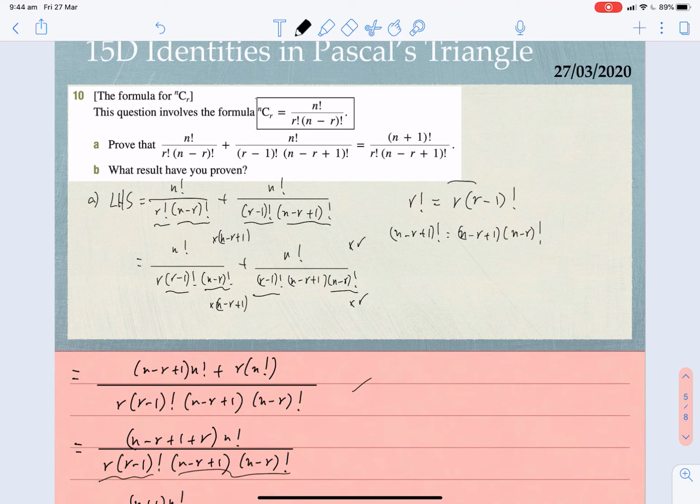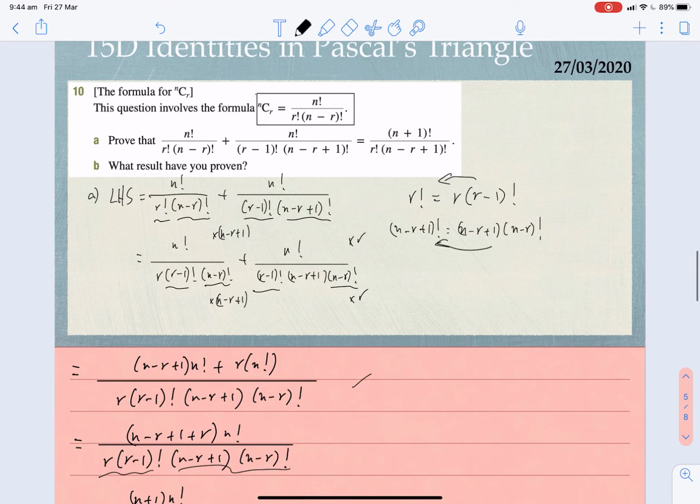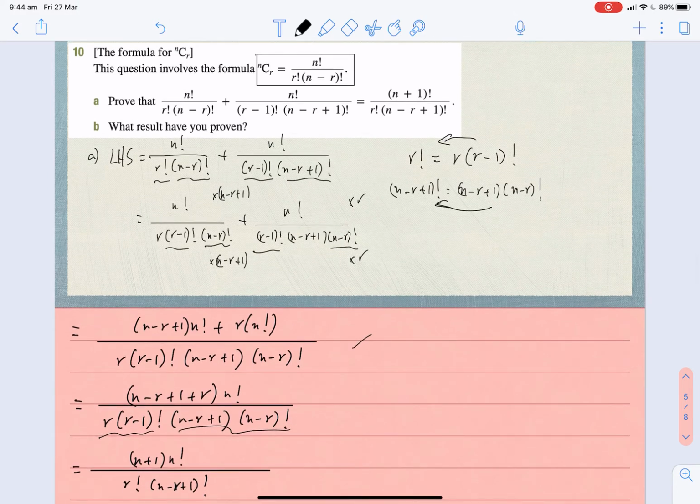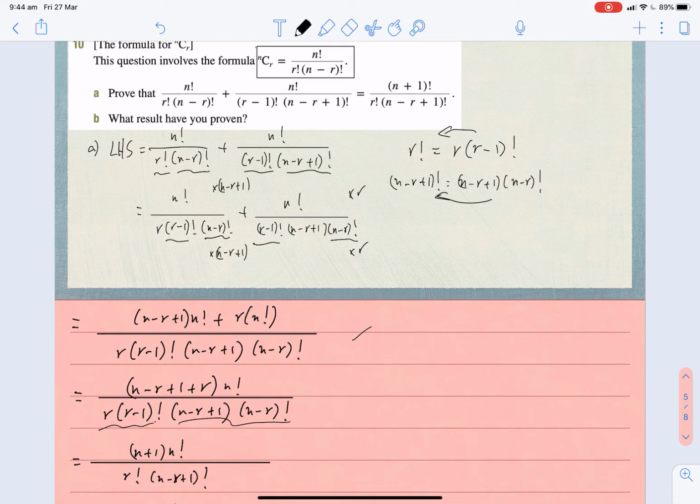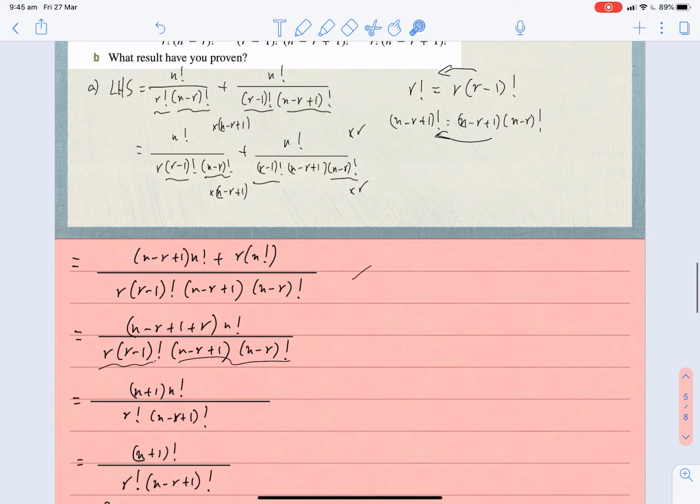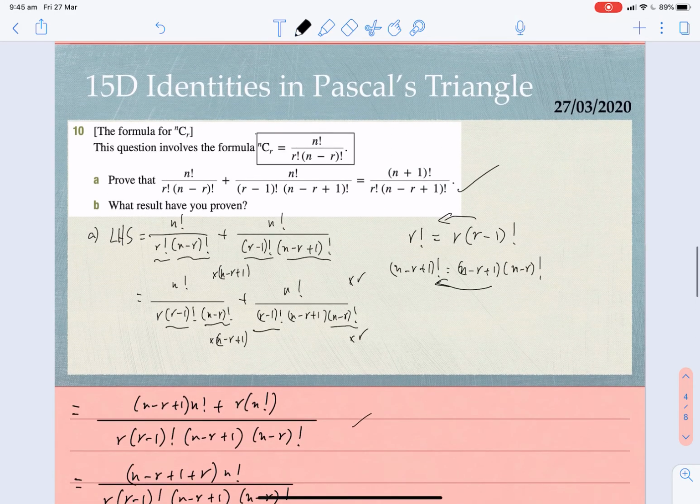It basically, here we can go back this way. Okay, so r times (r minus 1) factorial is r factorial. (n minus r plus 1) times (n minus r) factorial is (n minus r plus 1) factorial. So we simplify that. And also at the top, (n plus 1) is 1 bigger than n, so we can do (n plus 1) factorial on top. Okay, so that's what we got here, which is exactly what we are asked to prove, which is done.